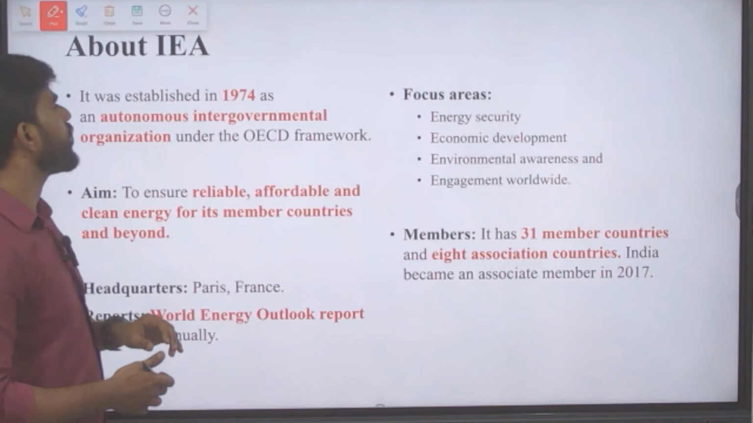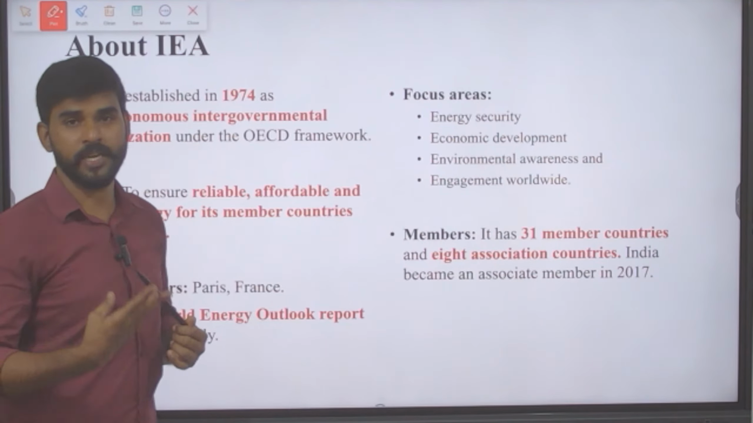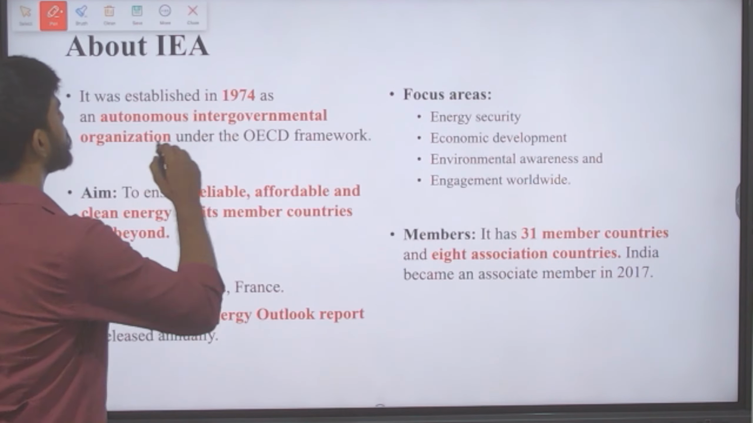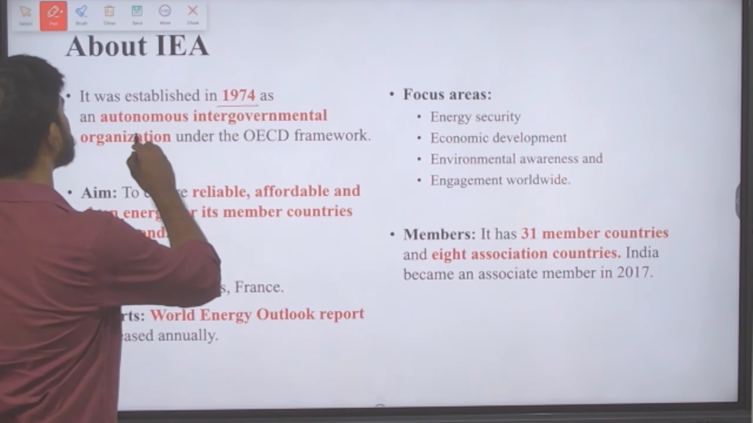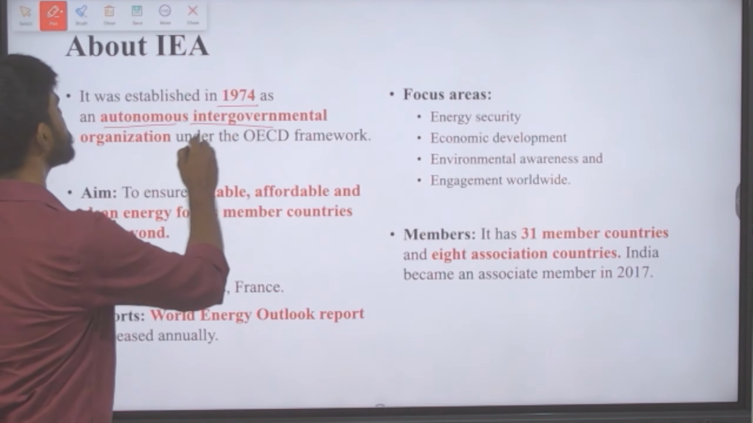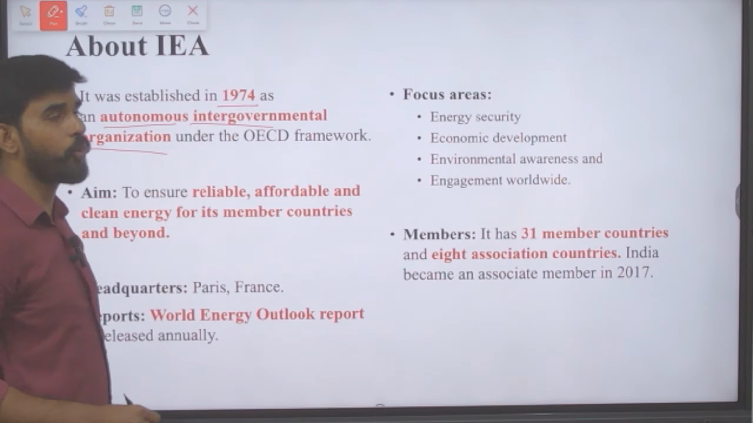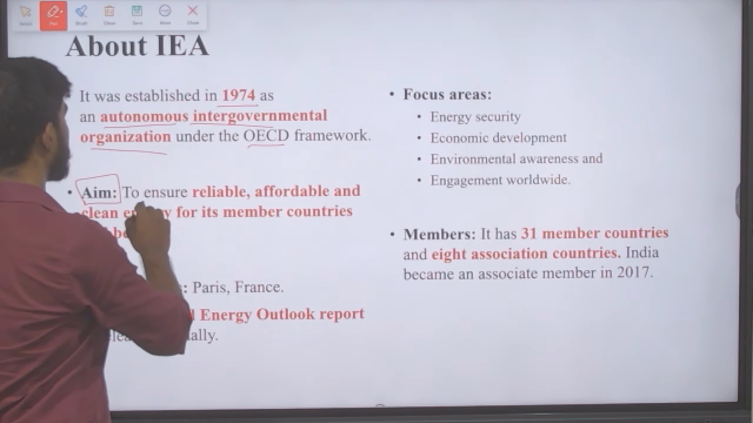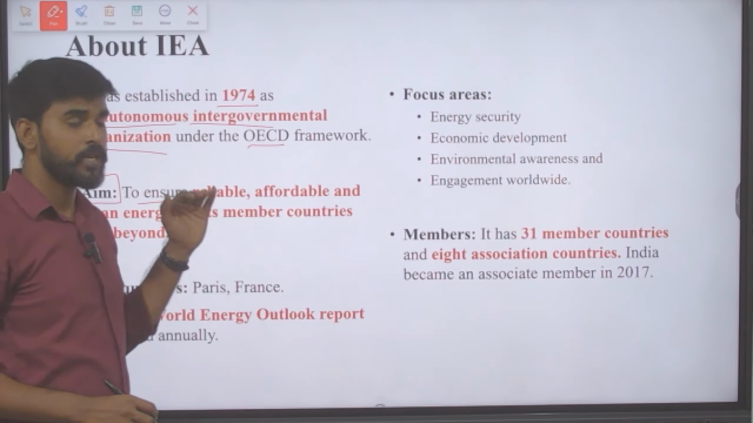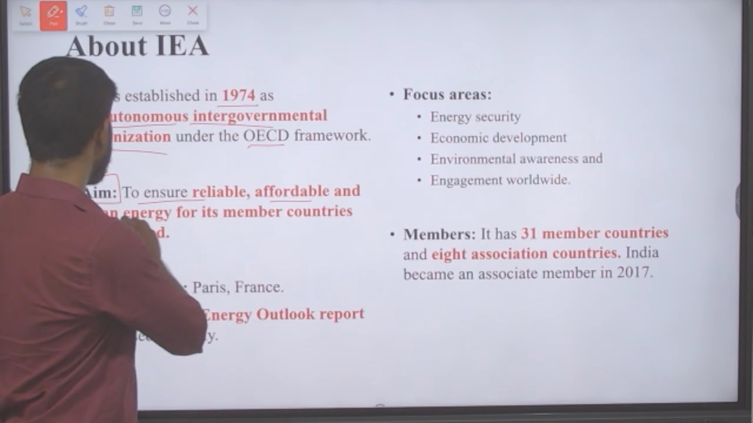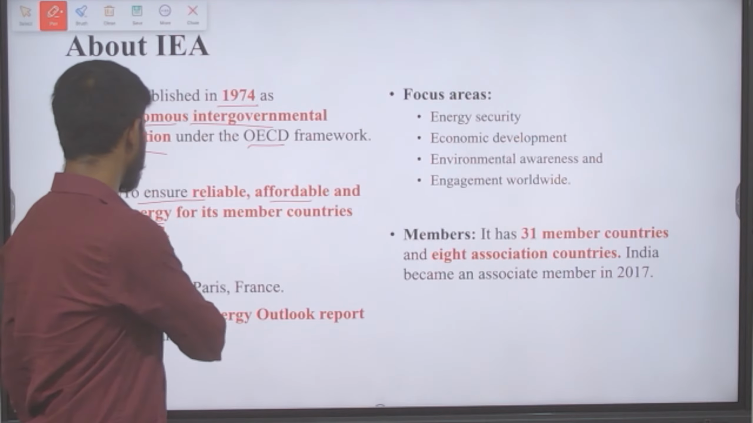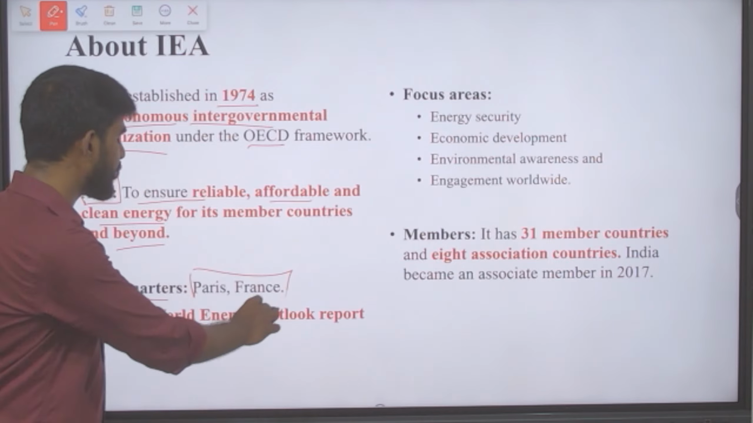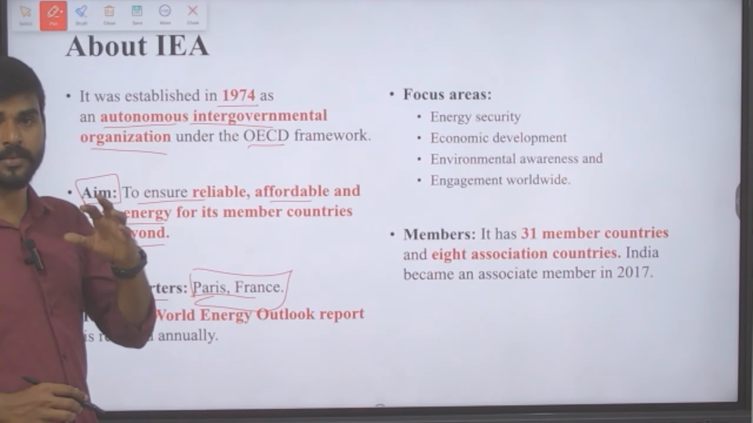And now we need to understand about International Energy Agency, which has launched this program. So what is this International Energy Agency? It was established in 1974 as an autonomous intergovernmental organization under OECD. Okay, and what is the aim of this International Energy Agency? It is to ensure reliable, affordable, clean energy for its member countries and beyond. Moreover, where is its headquarter located? Its headquarter is at Paris, France.